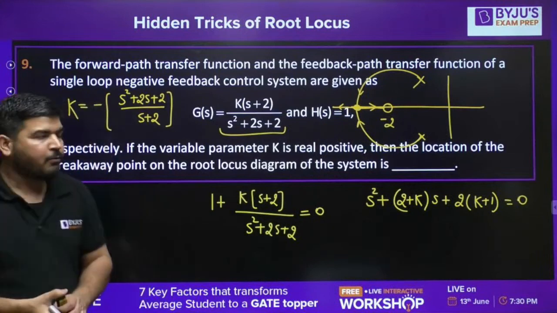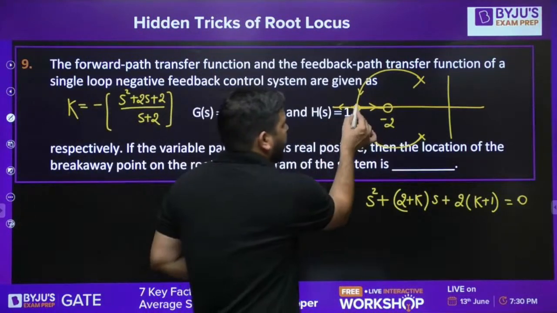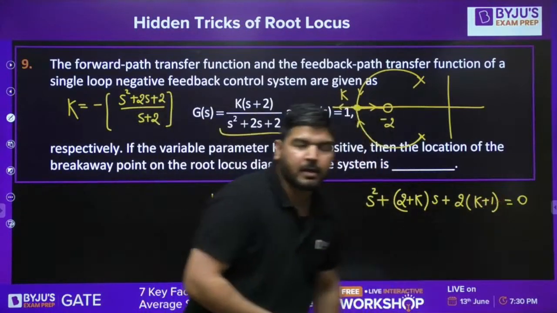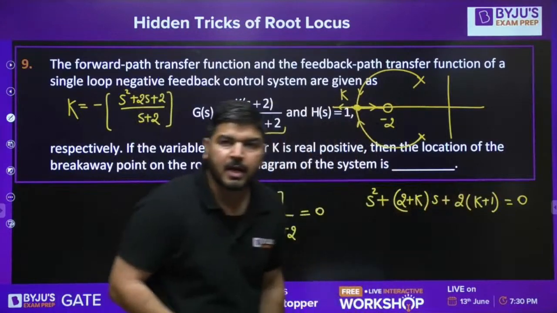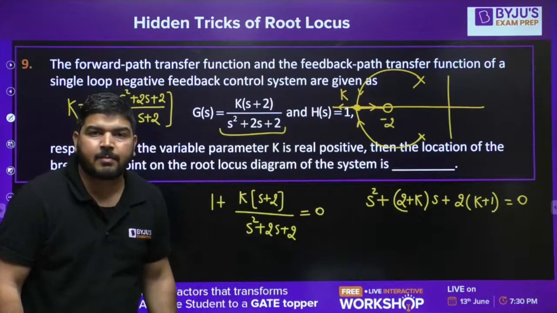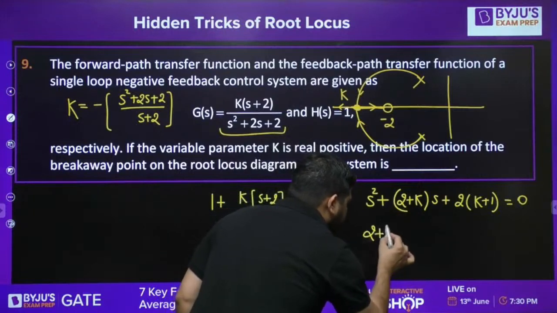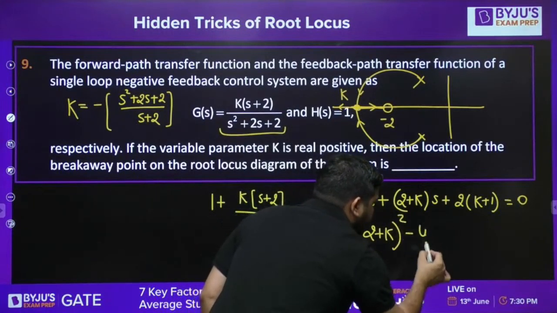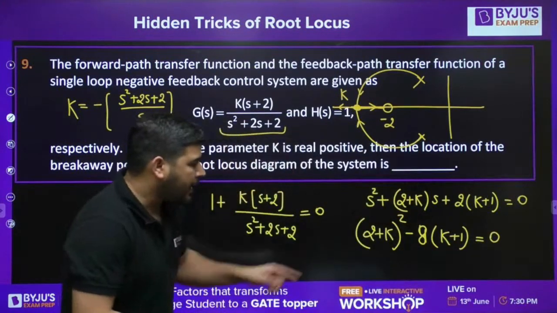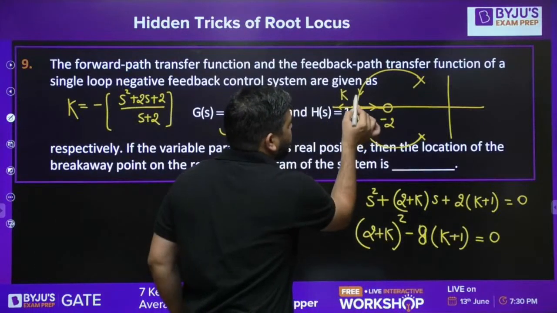For what value of K are the roots of this equation equal? We can calculate the K location at this point. For what value of K are the poles of this equation equal? So we can apply the discriminant method, b square minus 4ac. It will become 8 into (K plus 1) equal to 0, and you can calculate the K value for which the roots are equal.